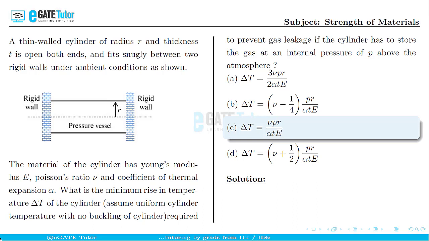According to the official key, the correct answer to this question is option C, delta T is equal to nu PR by alpha TE. Let's move on to the detailed solution for this question.